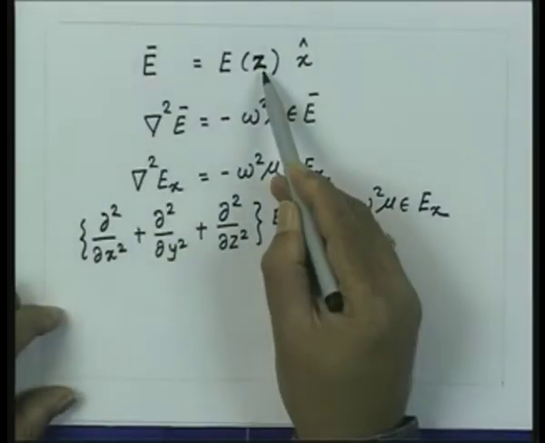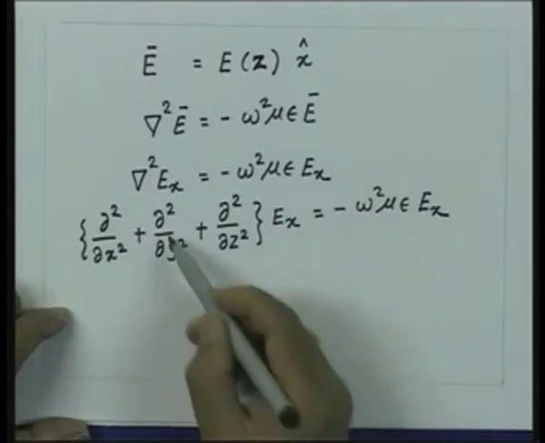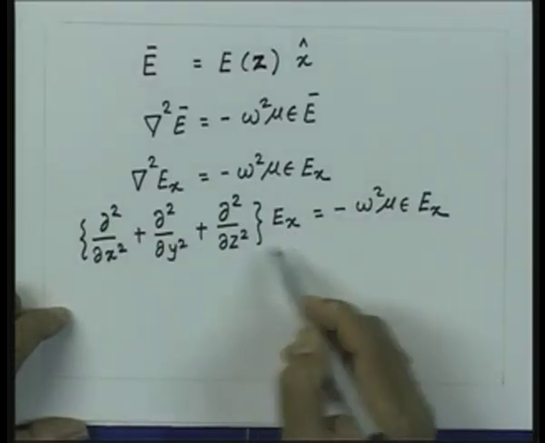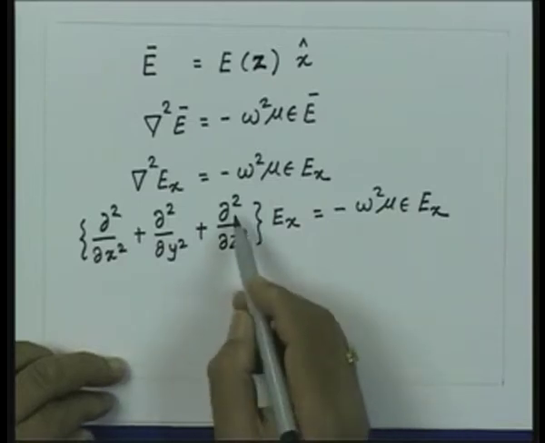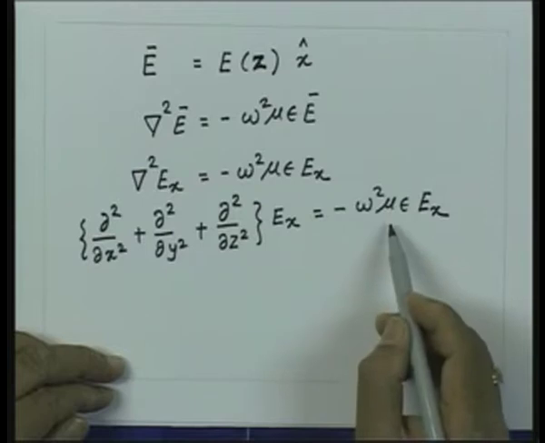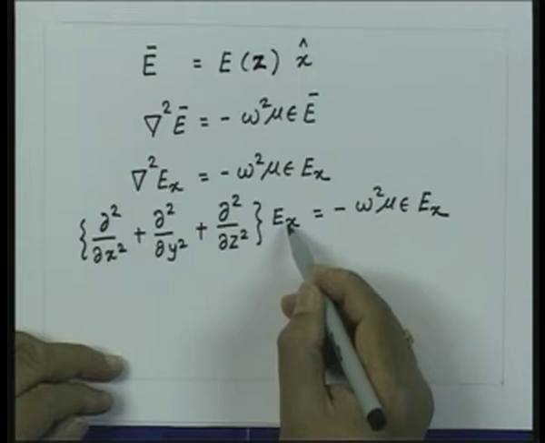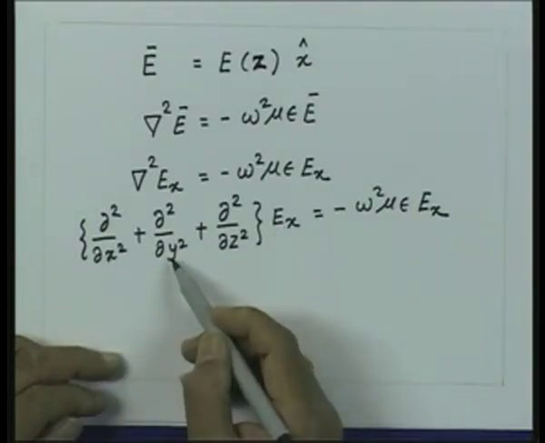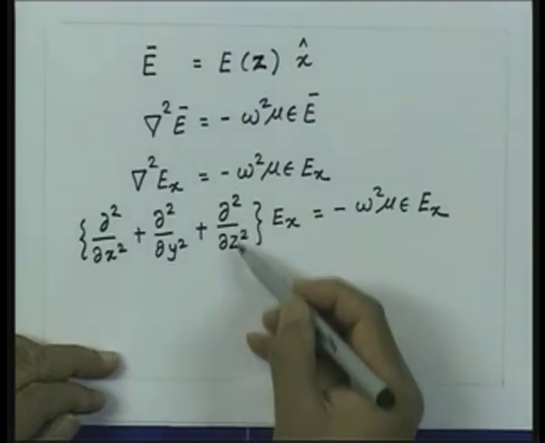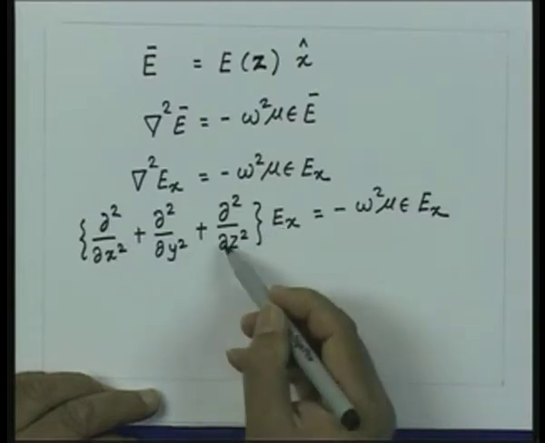Since Ex is a function of z only now, the second derivative of Ex with respect to y is identically 0. So, I now get the equation d2 Ex by dz square equal to minus omega square mu epsilon into Ex. However, since E is not varying as a function of x and y, we can convert this partial derivative in space into a full derivative, because now Ex is a function of z only.